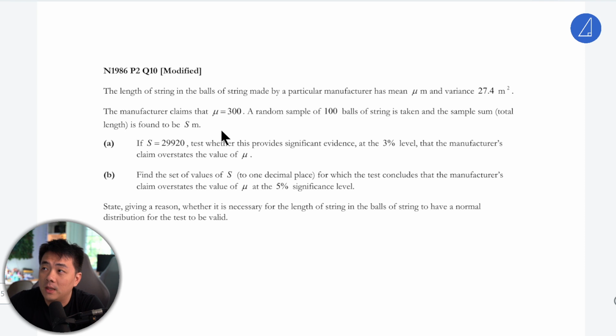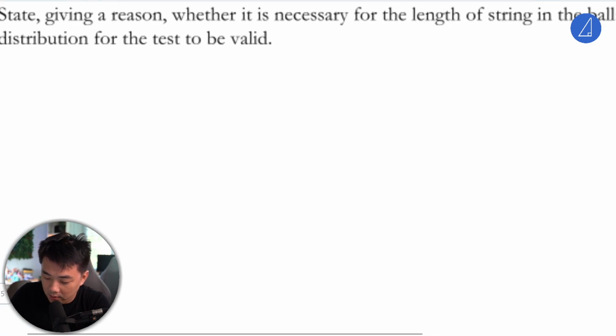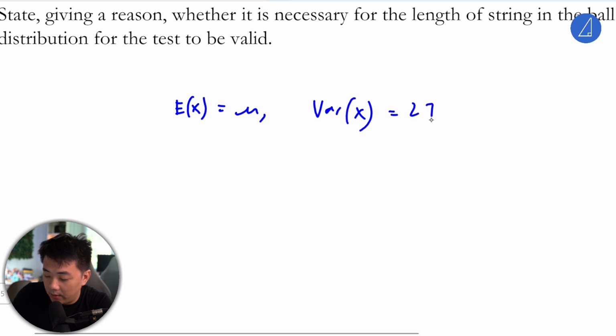The manufacturer claims that mu is 300, and a random sample of 100 is taken and the sum of the lengths is found to be s meters. So I think the first thing is to understand that this is the population mean. We wouldn't know that this is normally distributed, so what you could write is just the variance of X and the expectation of X. Just write it down: expectation of X is mu, variance of X is 27.4. You can't write normally distributed.